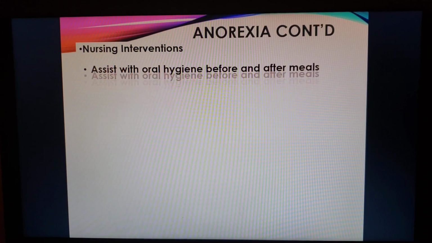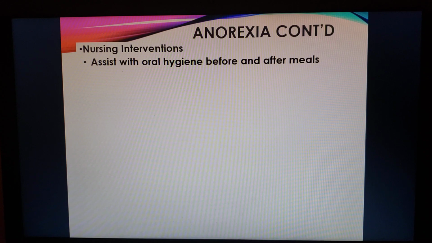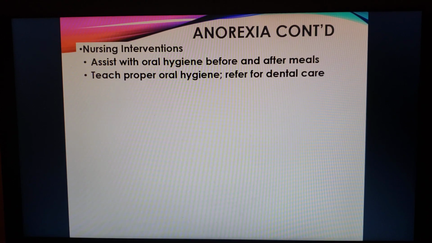Nursing responsibilities, we want to implement oral hygiene before and after meals. It'd be good to get their mouth clean, brush their teeth, maybe even use some mouthwash, get a nice clean mouth before and after meals. Teach proper oral hygiene for your patients. Make sure they are implementing appropriate care. And if they have any issues with their teeth, we need to refer to a dentist.